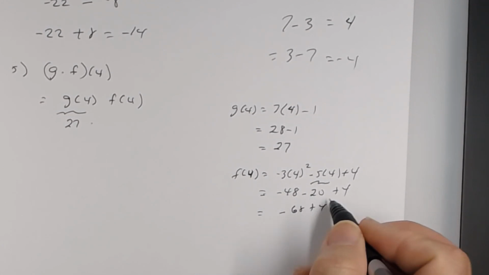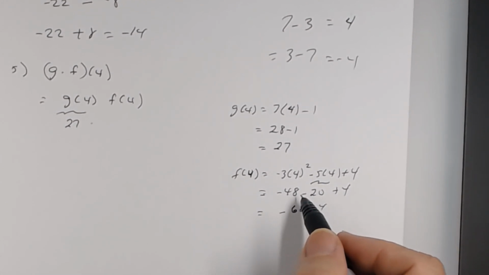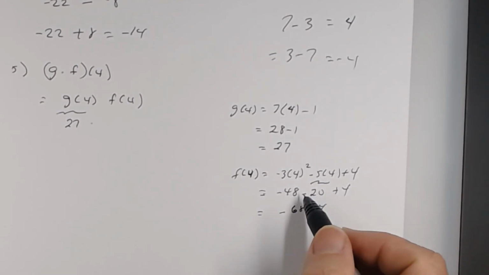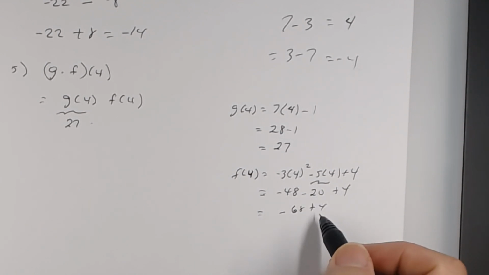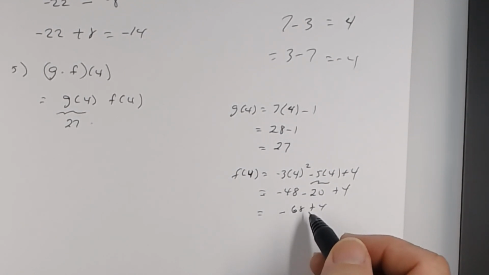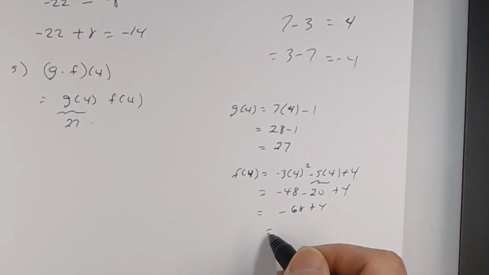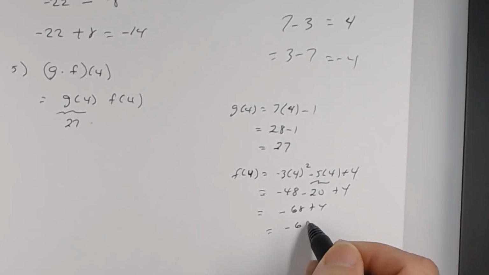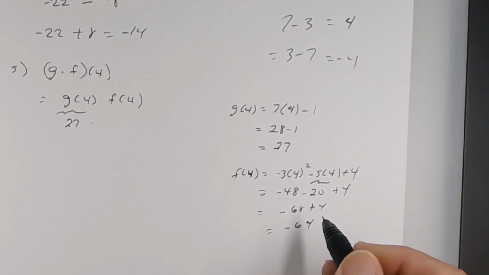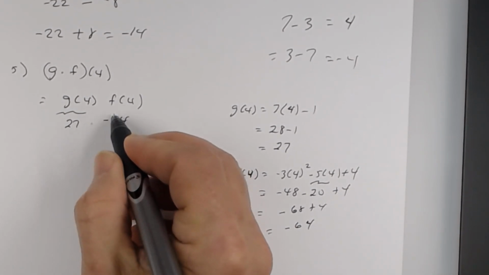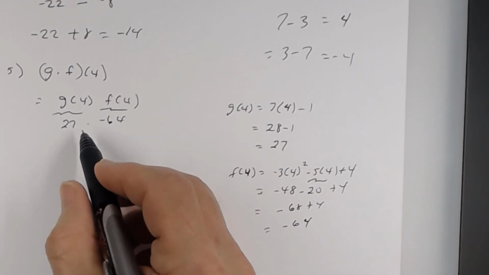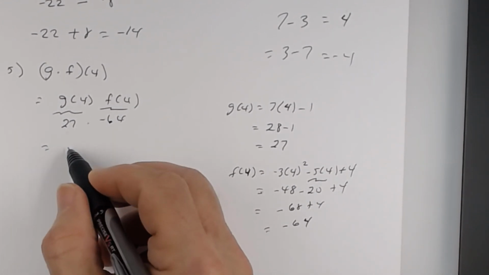So that's negative 68 plus 4. Remember, you add and subtract from left to right. So do the subtraction first, negative 68, and then plus 4 is negative 64. Yep. Okay. Now that's what this is, right? Now use your calculator, so now tell me what 27 times negative 64 is.